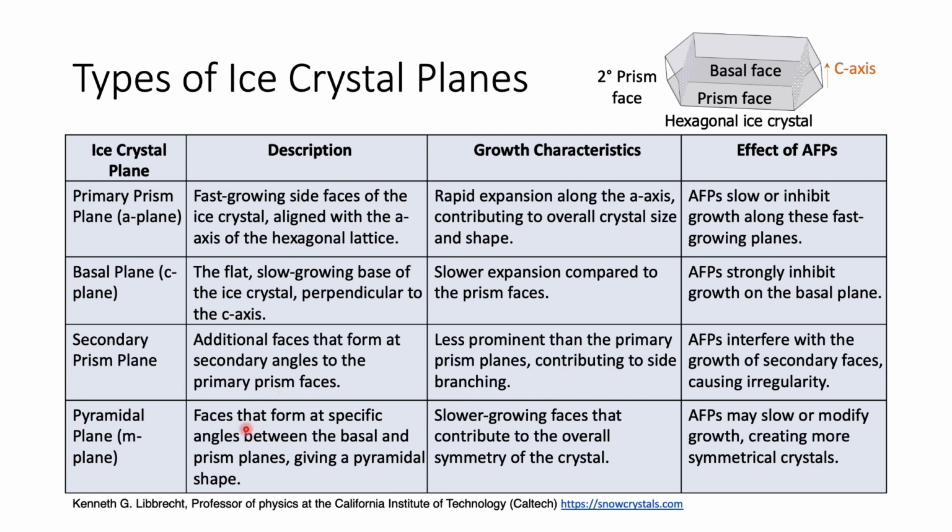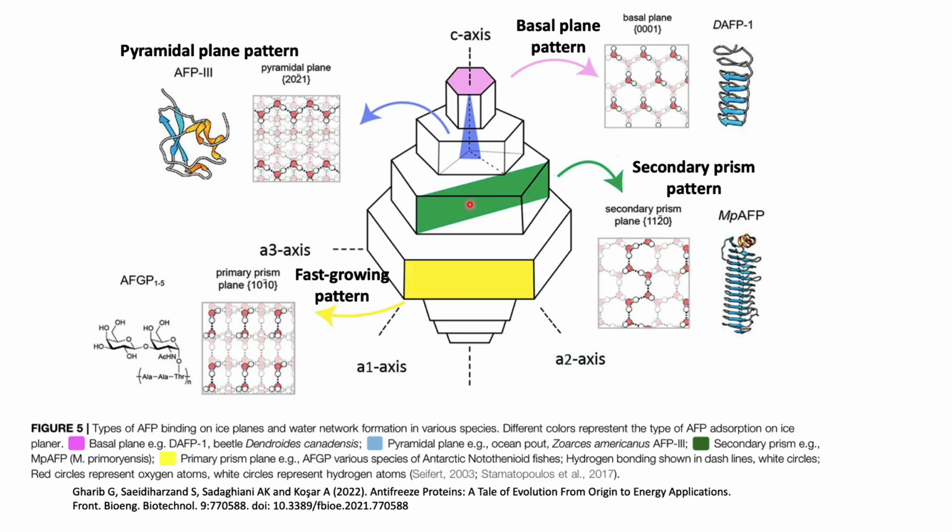This pyramidal plane is the phase that forms at specific angles between the basal and the prism plane, giving a pyramidal shape. The basal plane and the prism phase form a triangle here. This is a slow growing phase that contributes to the overall symmetry of the crystal. AFPs slow or modify the growth, creating more symmetrical crystals. These are the four planes on which crystal growth happens, and how AFP prevents them from growing. Here is the schematic representation of what we have been talking about.